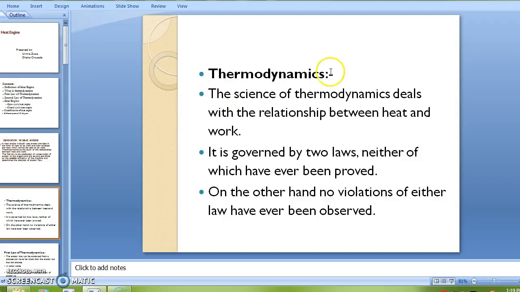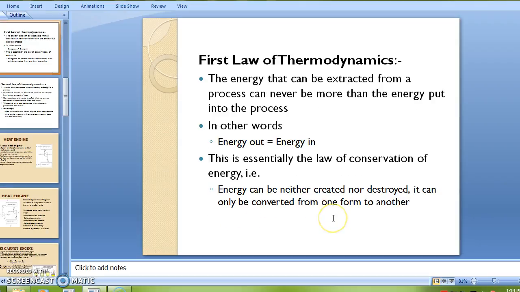First, we will see thermodynamics. The science of thermodynamics deals with the relationship between heat and work. It is governed by two laws, neither of which have ever been proved. On the other hand, no violations of either law have ever been observed.